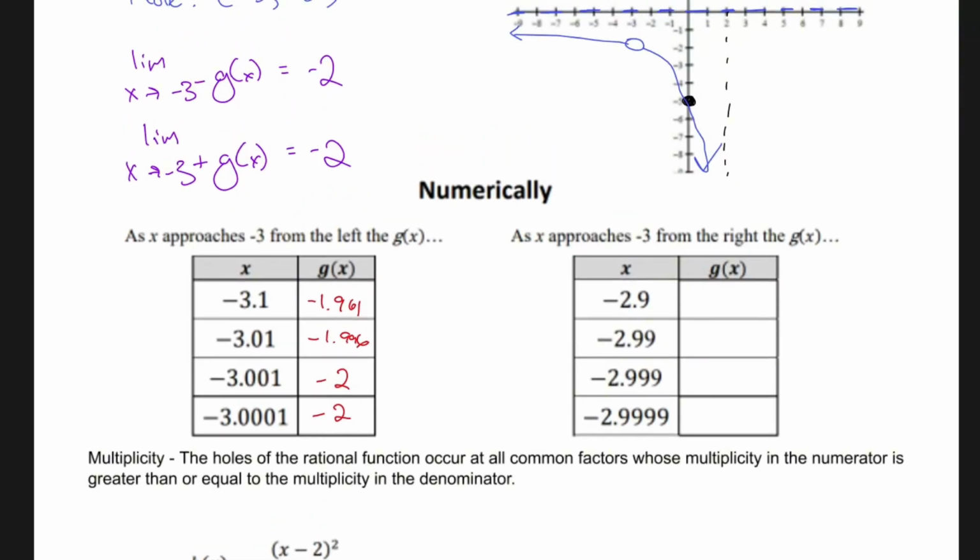As we're getting closer, we're at negative 3.1, and we're basically at negative 2. Now, we'll never hit negative 2 because we're not allowed to, technically speaking, but we're getting closer. Same thing over here. This ended up being negative 2.041, then negative 2.004, and then that just rounded to negative 2, and the same exact thing happened.